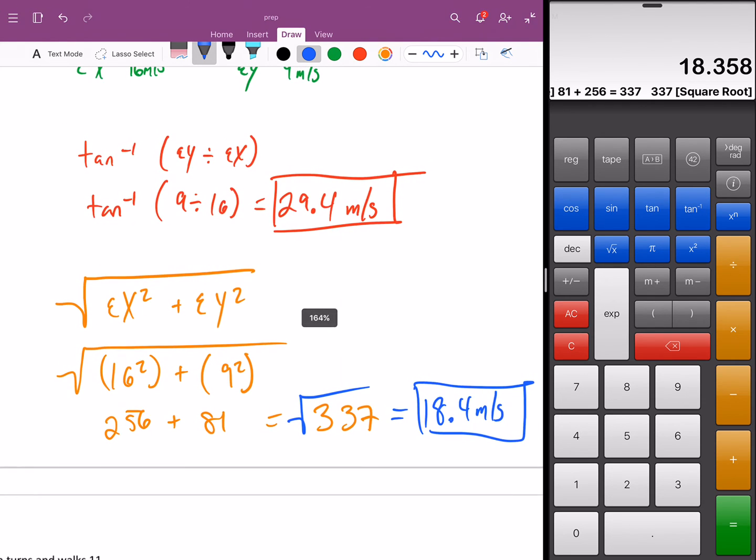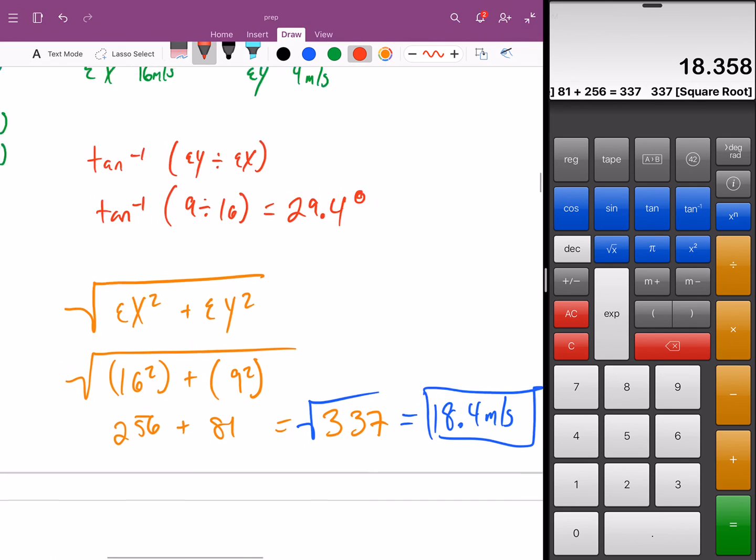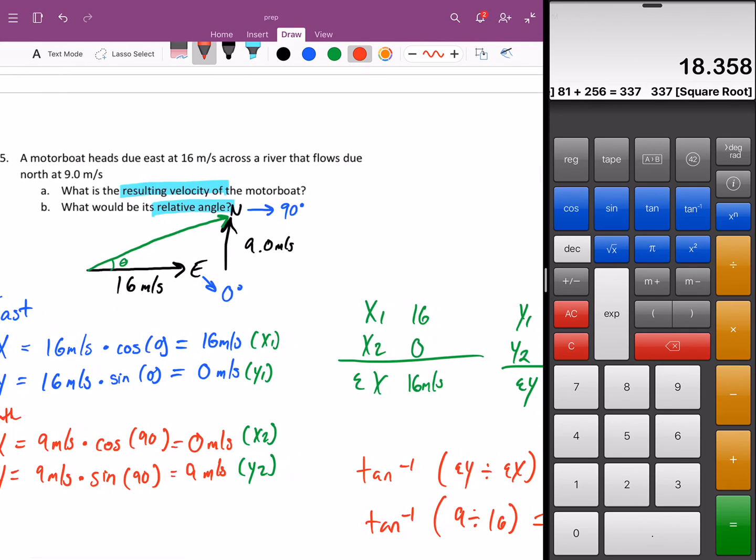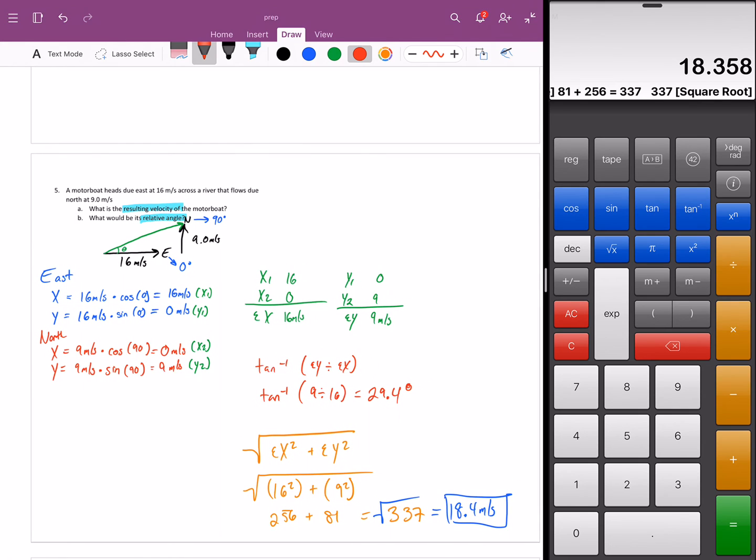Now refer back to the question. Actually, a quick change right here. This 29.4 is your angle. Small mistake. Going back. Velocity 18.4 meters a second. Its angle being 29.4 degrees.